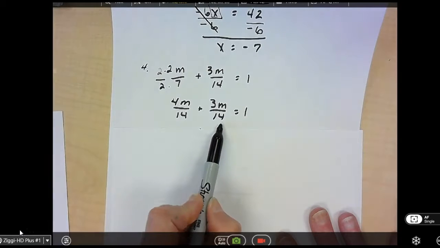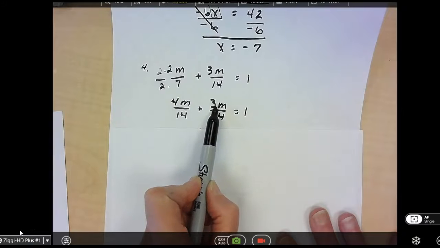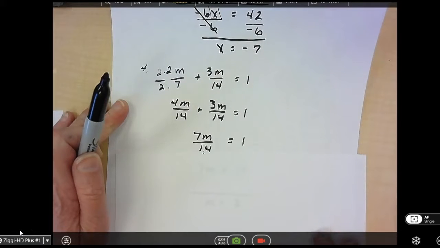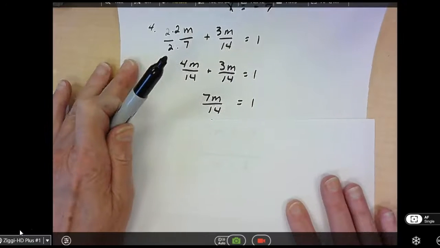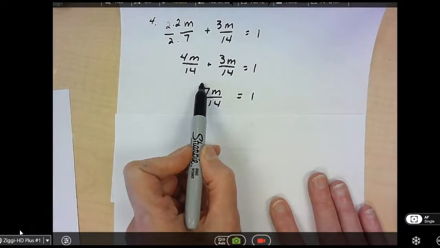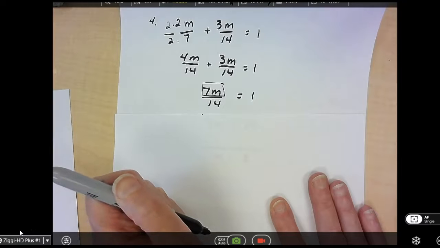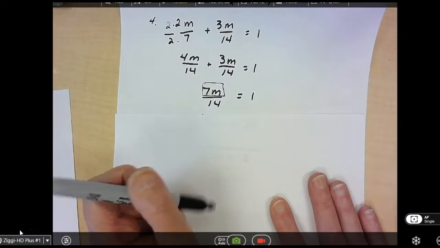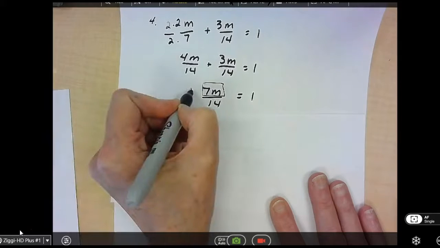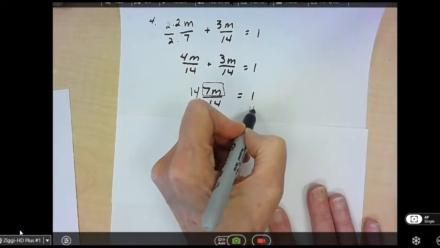Since they have common denominators, I can add the numerators, 4m plus 3m, which is 7m over 14 equals 1. And now I want to get my variable term by itself. I want to isolate it, so I get rid of division with multiplication. So I'm multiplying both sides by 14.